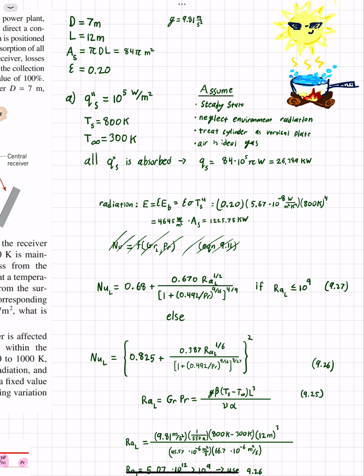To begin our analysis, we know that Q sun equals 10 to the 5th watts per meter squared, the surface temperature is 800 Kelvin, and T infinity is 300 Kelvin. We're saying that all Q sun is absorbed, therefore Qs is equal to 84 times 10 to the 5th pi watts, which is equal to 26,389 kilowatts. First we're going to look at radiation just because it's easier.